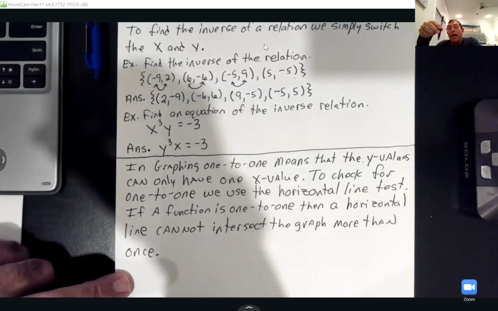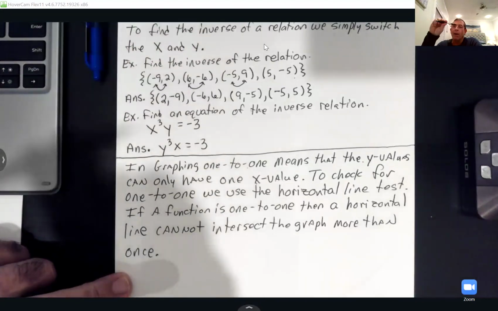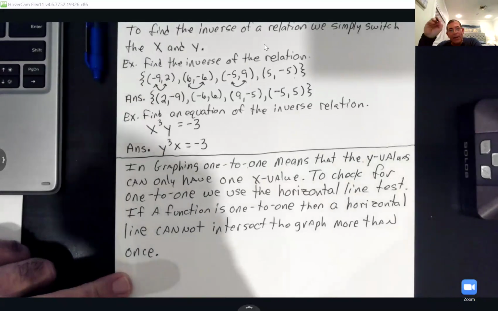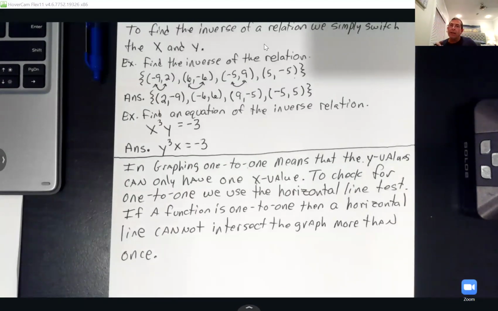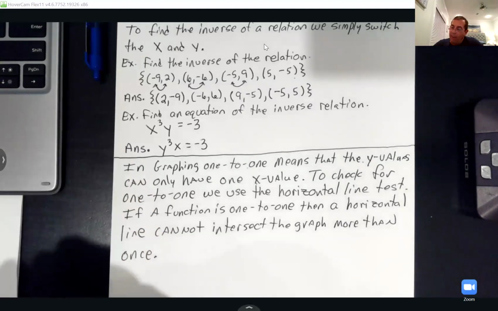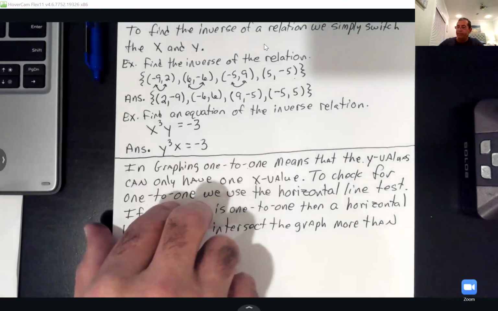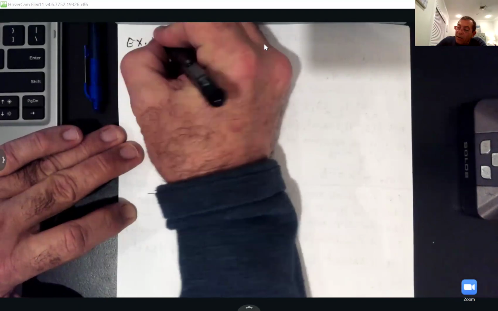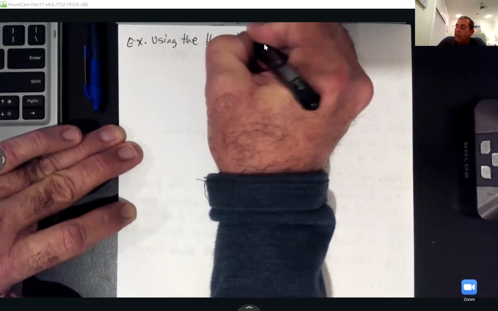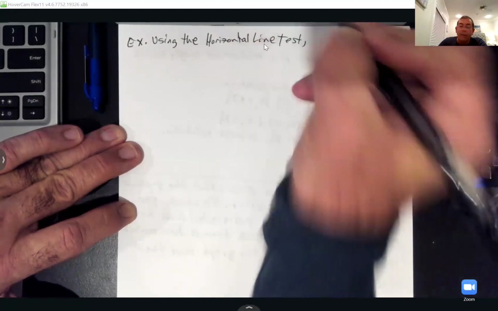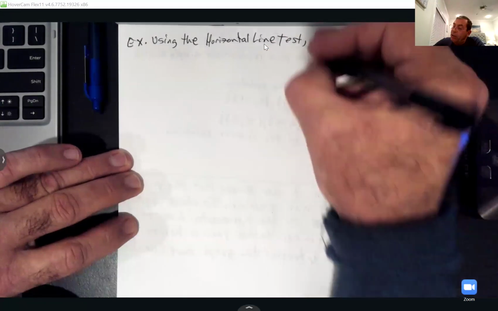Okay, just like the vertical line did for functions, a function couldn't intersect it more than once. The horizontal line checks for one-to-one, and it cannot intersect the graph more than once, okay? So for these next 4 examples, we're going to be looking at a graph and determining if it's one-to-one or not. This part's not bad, we're just looking at horizontal lines. Using the horizontal line test, determine whether the function is one-to-one.